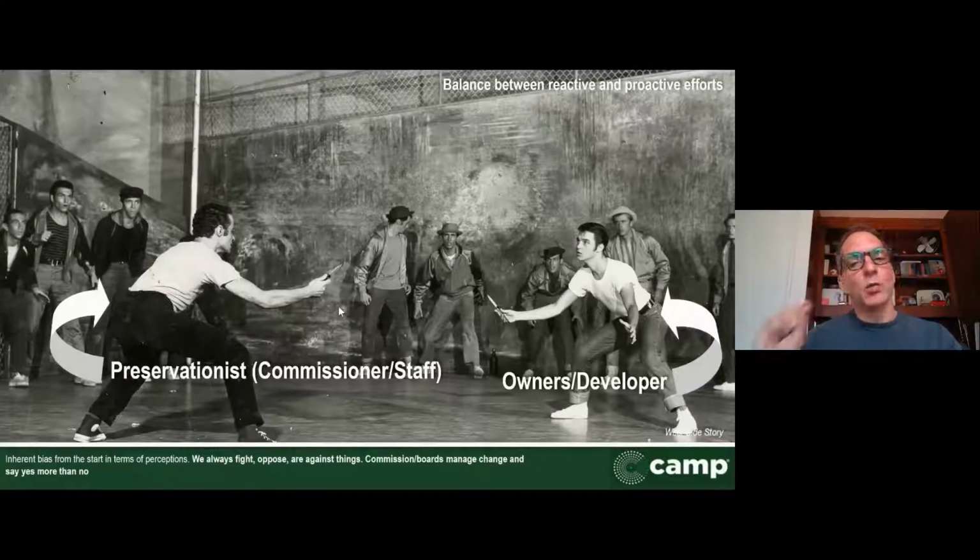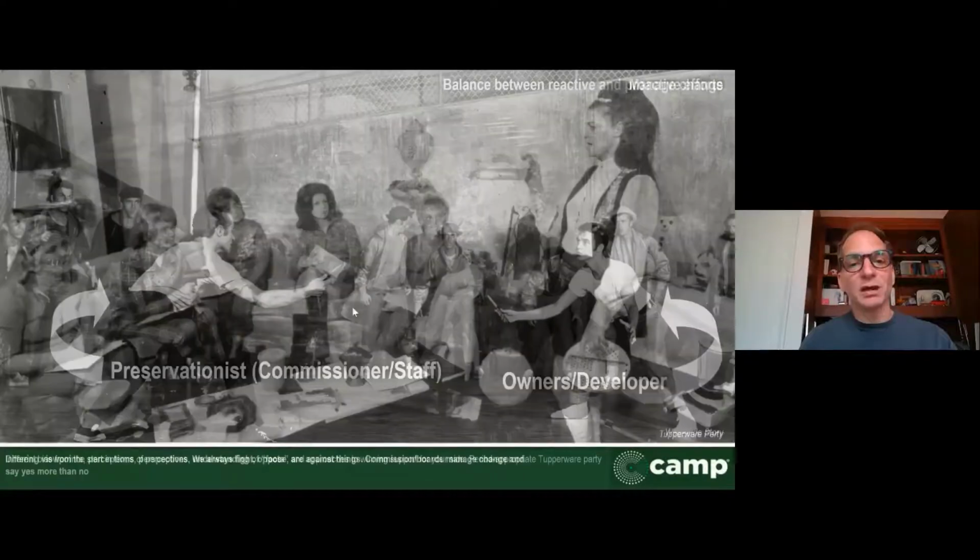And so I think one thing, if I leave you with anything, is to start thinking about the work that you do. It's not about saying no or stopping things or freezing things in time. It's about managing change. You manage change. That's all it is. You don't say no necessarily, but you say how and which things happen in your community. So you actually say yes more than no, but that's not what the public thinks about you.